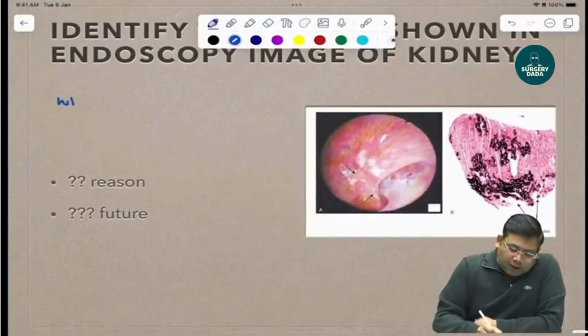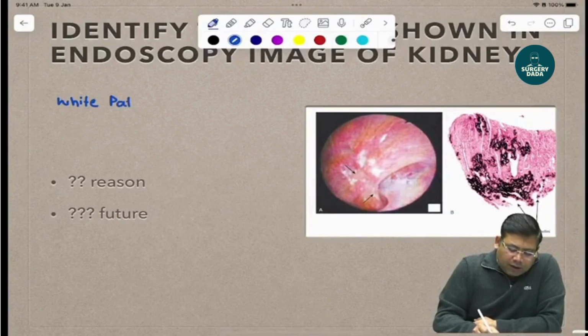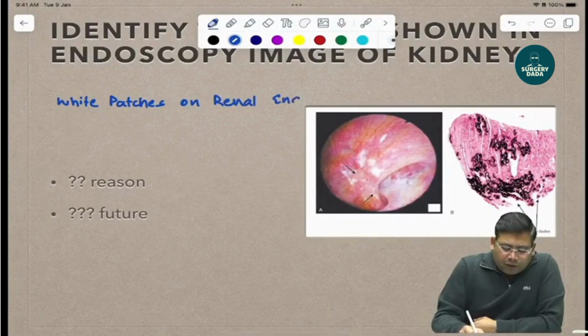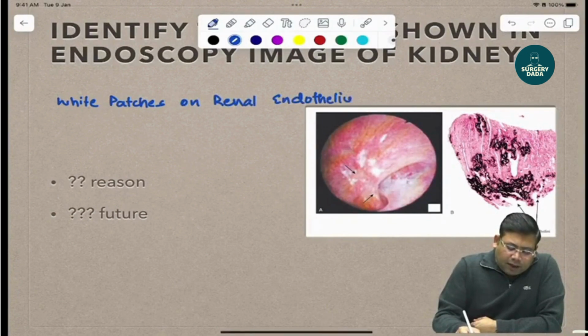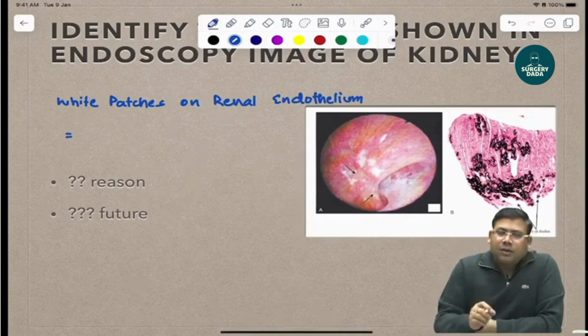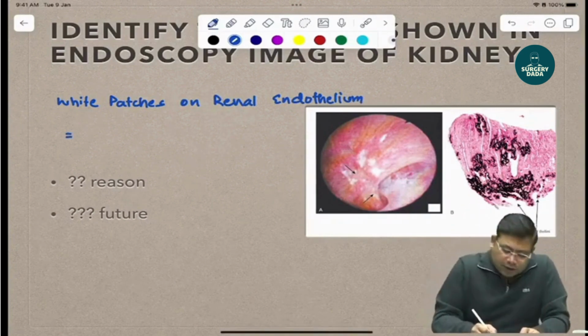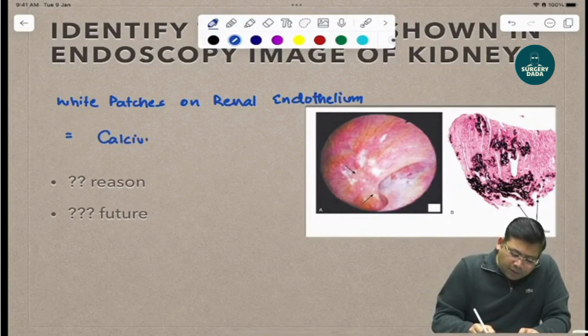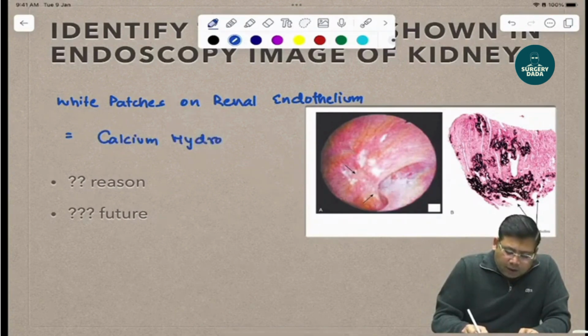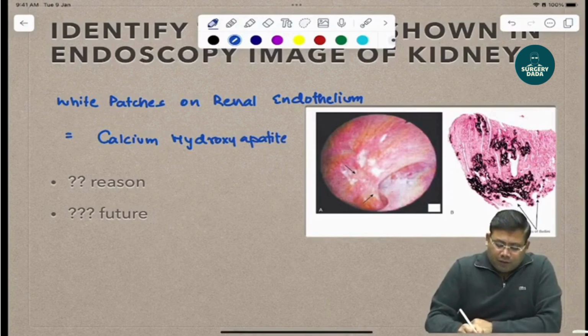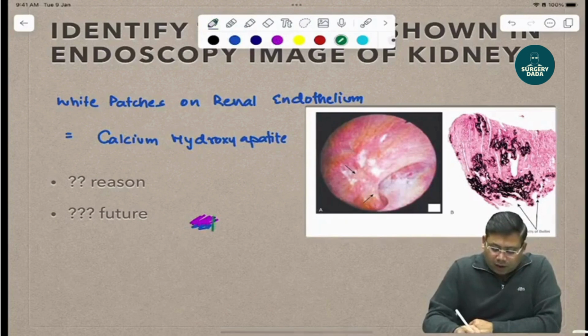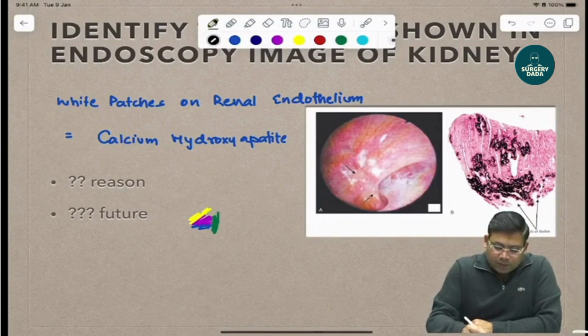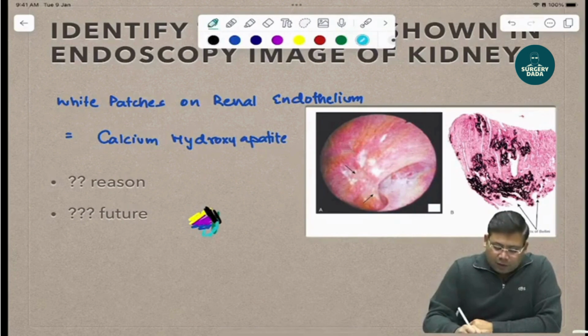So what are these white patches on the renal epithelium? White patches on the renal endothelium or epithelium, whatever you say, and they are nothing but deposits of calcium hydroxyapatite. And do you know, on the deposition over the renal endothelium, they will start irritation. And since they will start irritation, all the organic and non-organic substances shall deposit over this, resulting in formation of a well-defined stone.